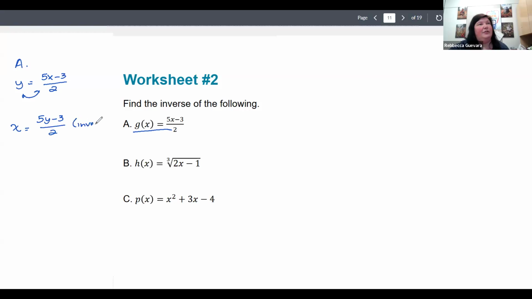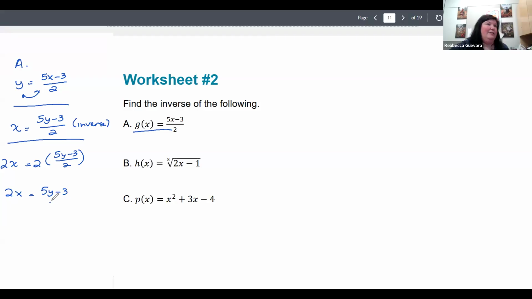So this is where we get the inverse relationship. We just need to know if it's a function. So we start solving for y. So I've got this 2 here. Let me break it up a little bit. I'm going to counteract this 2 by multiplying each side by 2. So then I'm left with 2x equals 5y minus 3.